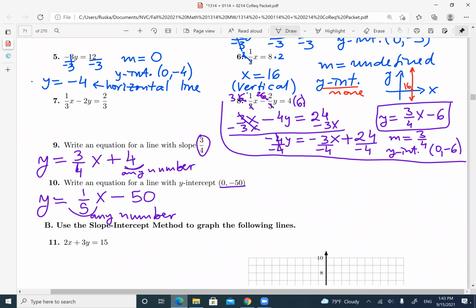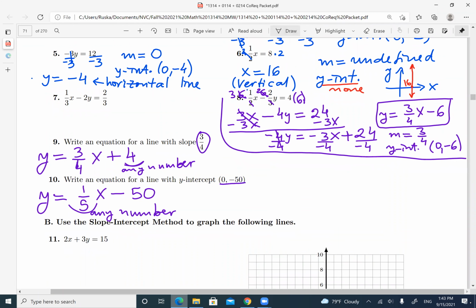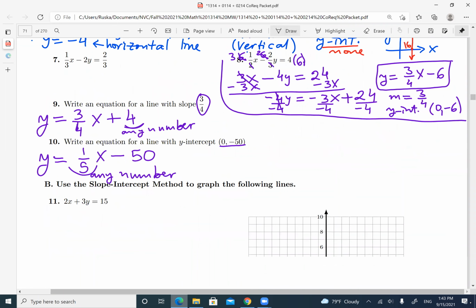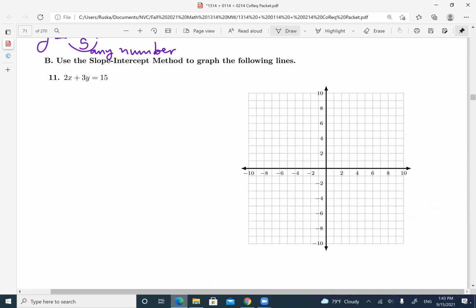Everybody understand that? Okay, so now we're going to continue with the actual graphing of the equation. We're going to use the slope-intercept method to graph. So what you need to do first is get y by itself. So I'm going to solve this and get y by itself.